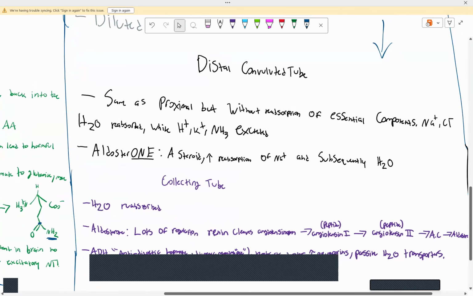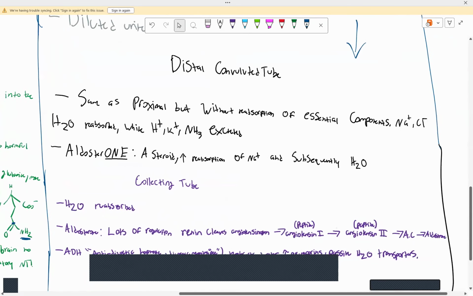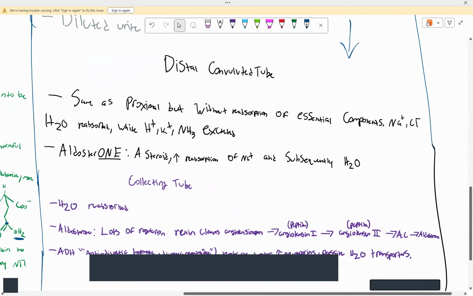Same with the distal convoluted tubule too. It's the same as the proximal duct in terms of what goes in and what comes out, but there are a couple of key changes. You're no longer reabsorbing amino acids, glucose, and vitamins, because those have, at least primarily, already been reabsorbed at the proximal convoluted tubule.